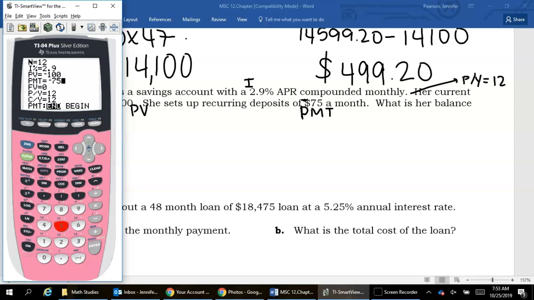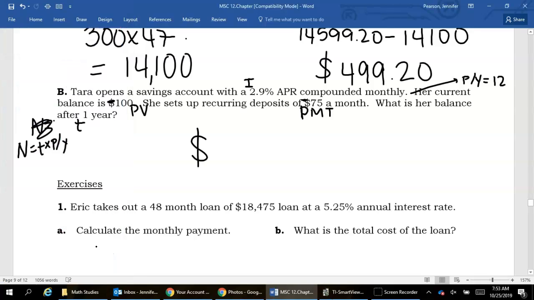And what is our current balance after a year? So that means we're trying to figure out the final value. PY is already set to 12, so I can alpha enter on that entry. And that tells me I have $1,015, if we round that, $1,015 after 1 year.